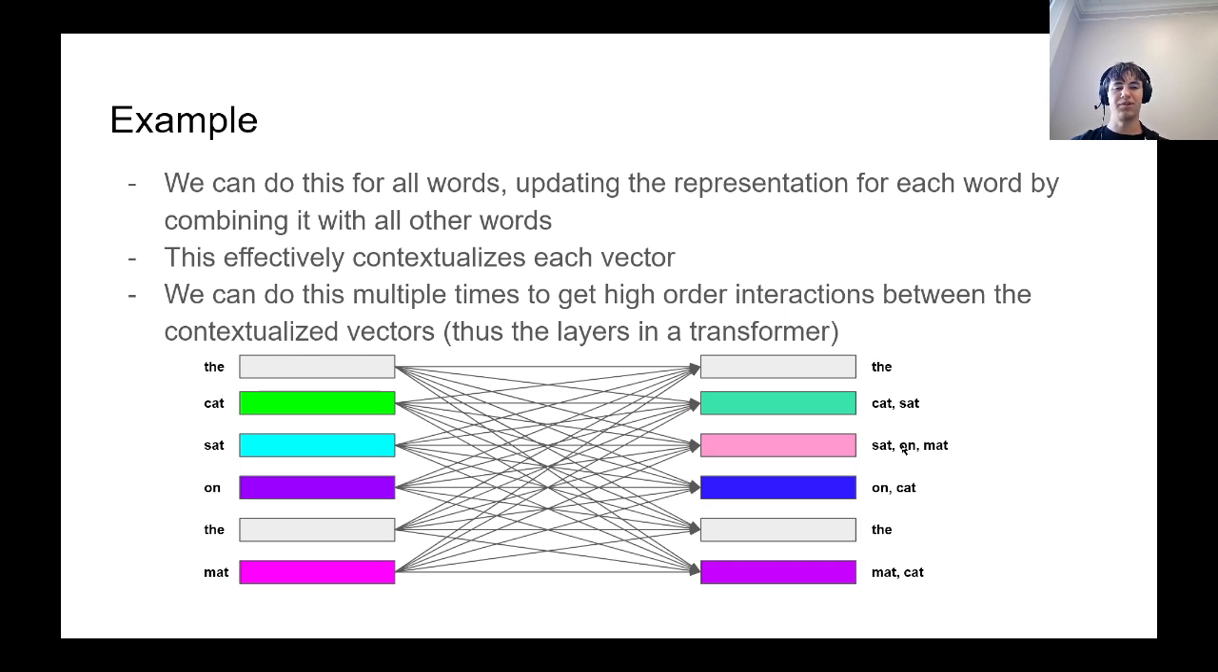Well, in the previous example, I wanted cat and mat, but I guess here I put on and mat. Whatever. Let's say the word cat needs to know, I want some information from the word sat. I want to know what action I'm performing. And then mat, maybe it needs to know what's the thing sitting on it. I don't know. It's arbitrary. So every vector is a linear combination of every other vector here.